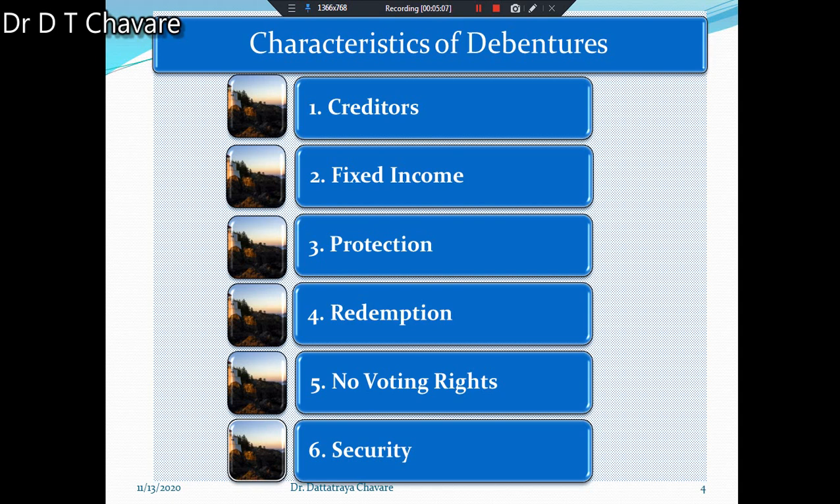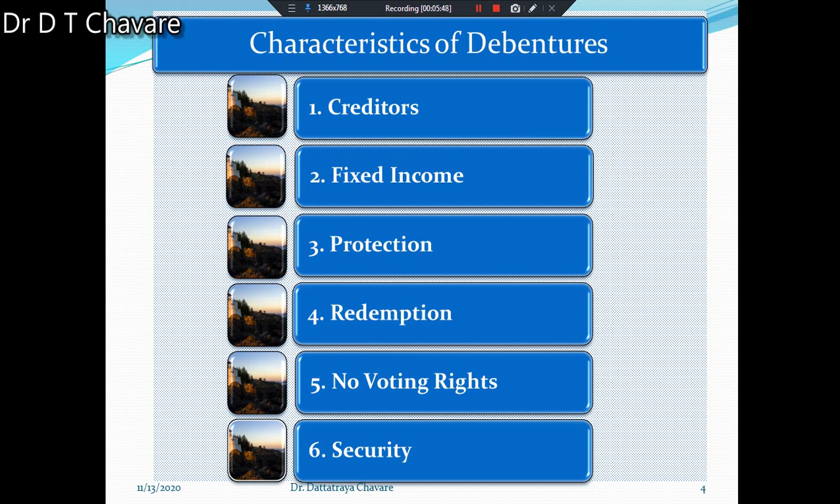Then the second characteristic of the debenture we have to understand is fixed income. The debenture holders are entitled to a fixed rate of return every year. They have priority over preference shares and equity shares. That's why fixed income is there in the case of debenture holders.